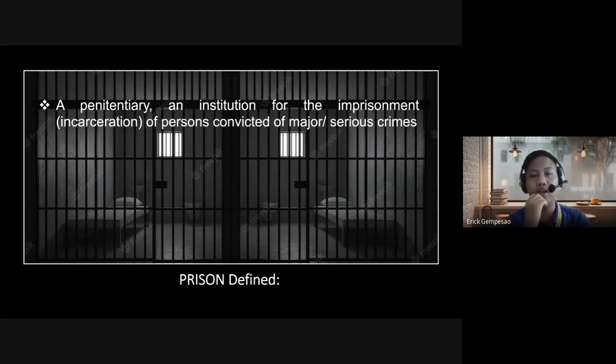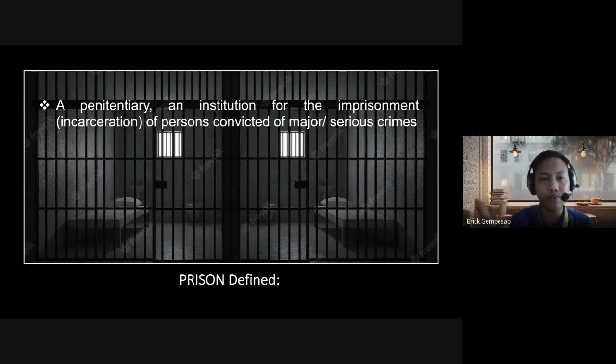Again, one of the definitions of prison is a penitentiary, meaning it is a facility where convicted offenders may serve their sentence as their punishment. Okay, it is a penitentiary, an institution for the imprisonment of persons convicted. This definition is very specific: persons convicted of major crimes, also known as heinous crimes.